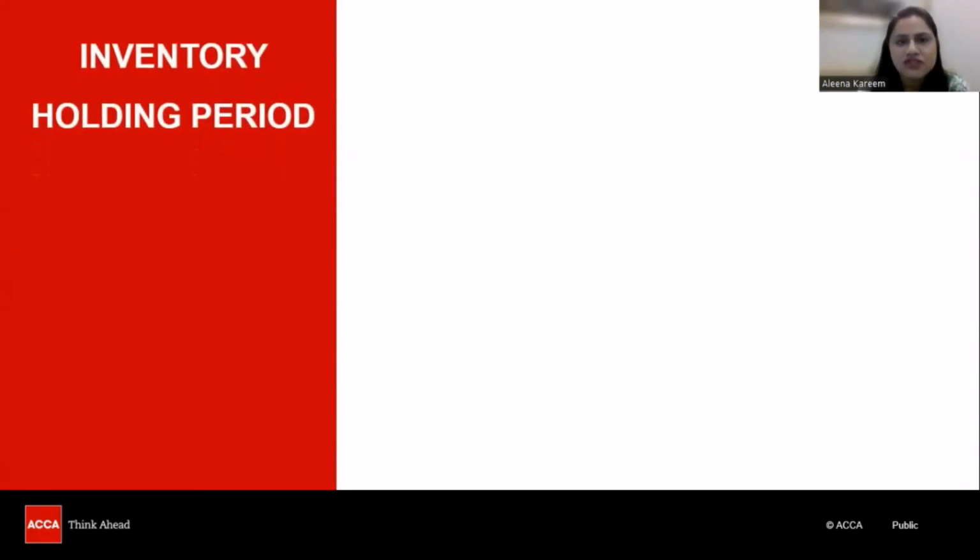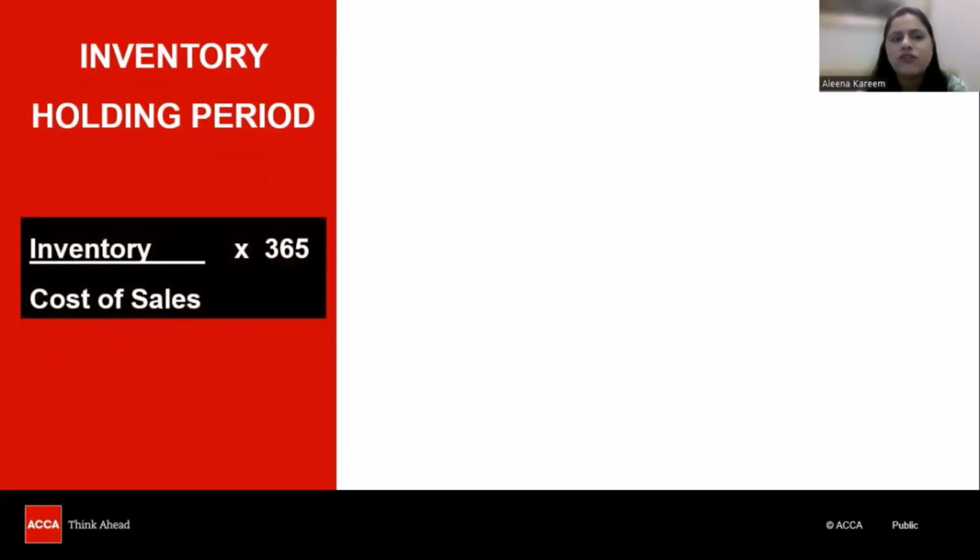Starting off with inventory holding period. Inventory holding period has the formula of inventory divided by cost of sales into 365. This 365 is with respect to the number of days that we are taking into account. Please keep this in mind that the inventory turnover can be calculated in times also, the number of times the inventory is sold. However, today we are going to talk about the working capital cycle, so I'm going to calculate all of these ratios in terms of number of days. So this is the basic formula. Shortly, I will discuss the variations in it as well.